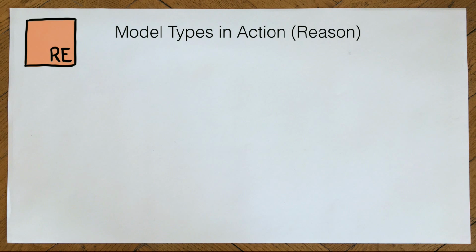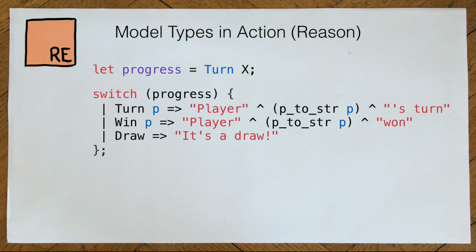So let's model types in action with Reason now. And this is, I love it. It's just my favorite feature. First of all, this is so nice. You just write let progress equals turn X. And that's what I wanted to show actually with my initial talk idea. I wanted to show how the editor will infer the type. Reason will automatically know that progress is of type progress, just because it knows turn X is a player, turn is like a progress, so it knows it's a progress. So I don't have to annotate it.